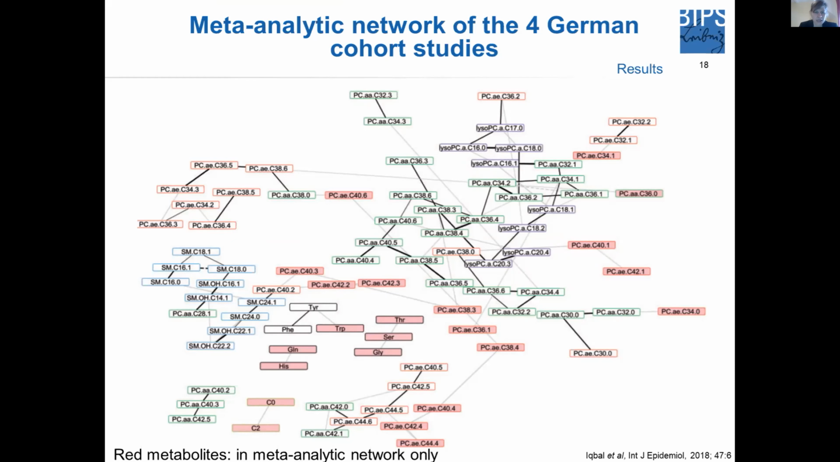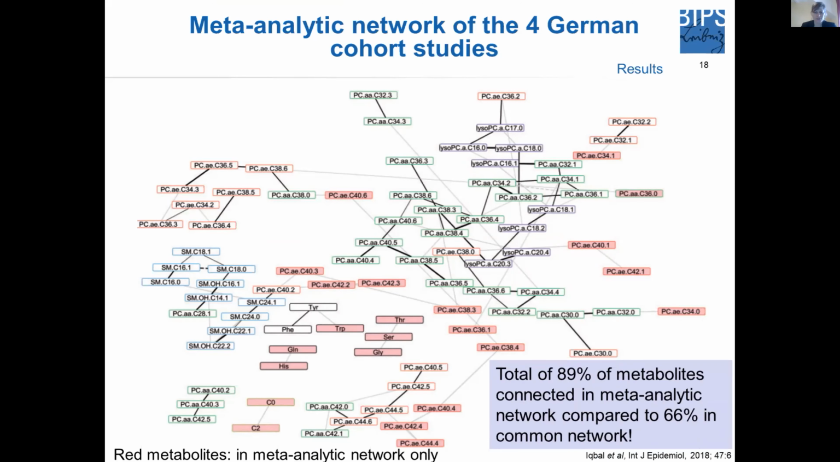And all the metabolites colored in red here are the ones that were only found in the meta-analytic network compared to the network that was done based on all the similar metabolites and edges. So when you do the meta-analysis, you gain information and you get a total of 89% of metabolites connected in this network compared only to 66% when you only use the ones that were really the same.